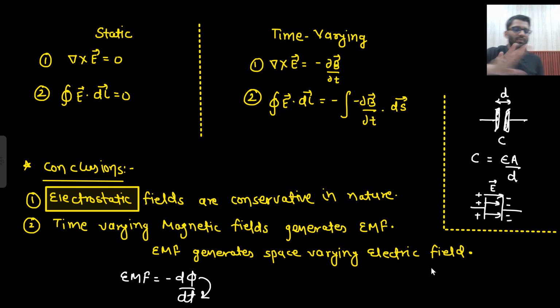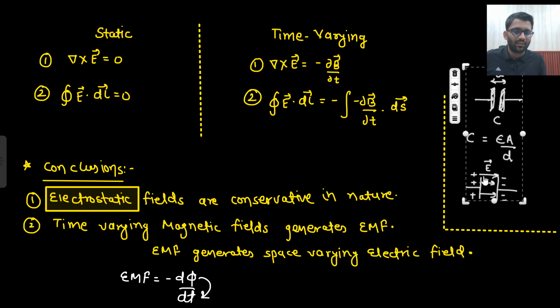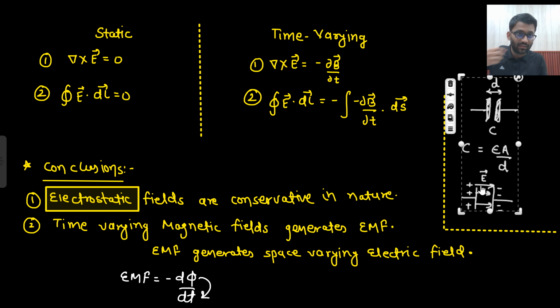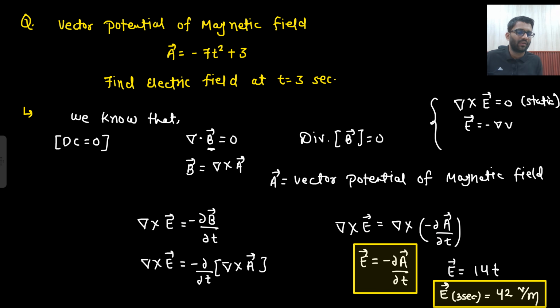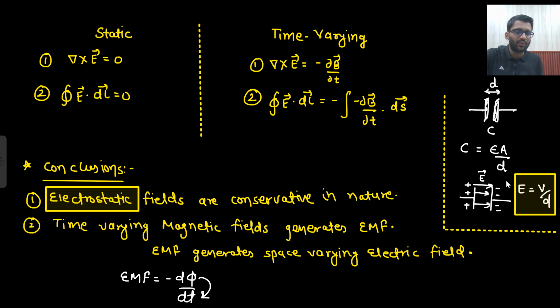How is it coming? From that I also remembered a good thing, so that also I am going to write. I told you there will be an electric field. So what will this electric field be equal to? E equals V by D. V is the potential difference across the plates, D is the distance between them. So this electric field is equal to V by D. From here you can get the unit as well, volt per meter.